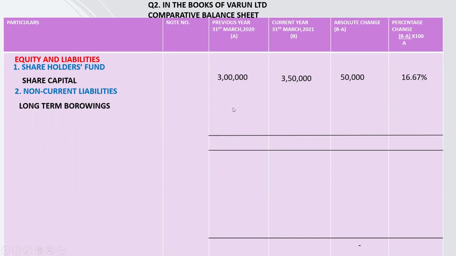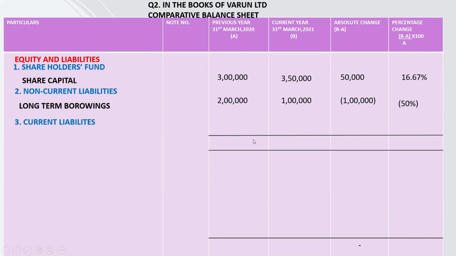After this, we have non-current liabilities comprising long-term borrowings. The previous year balance is not 1 lakh, it is 2 lakh, and the current year balance is 1 lakh. Now, what will be the absolute change? Here we can see there is a fall in long-term borrowing. That means redemption or repayment of these borrowings. So we have a negative balance of rupees 1 lakh. Now this 1 lakh divided by 2 lakh into 100 will be negative 50%.